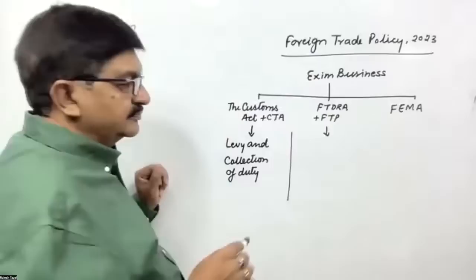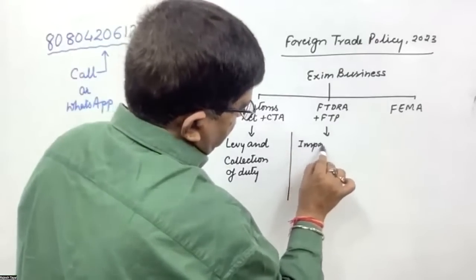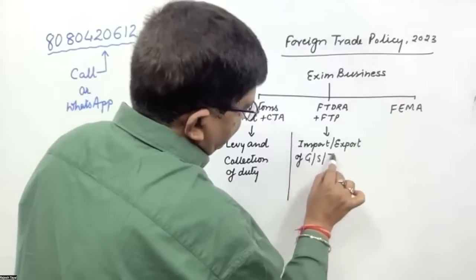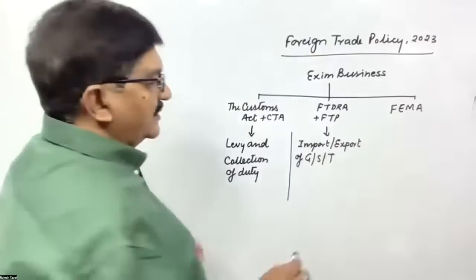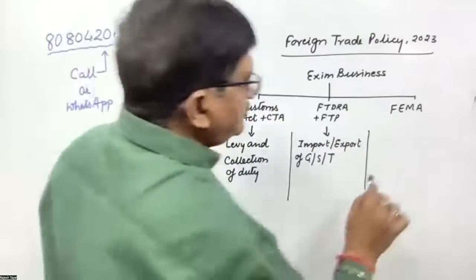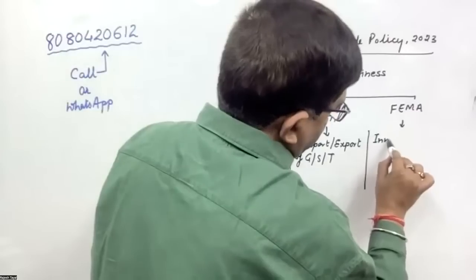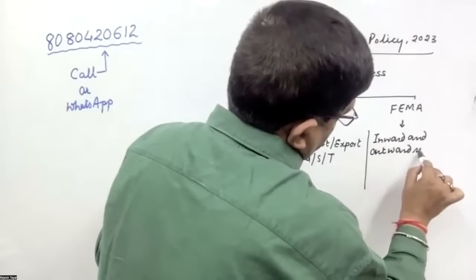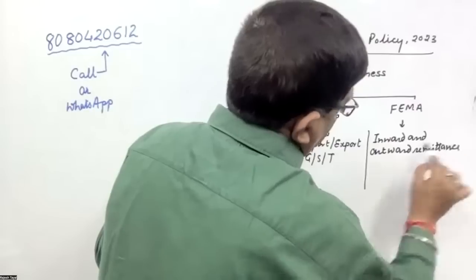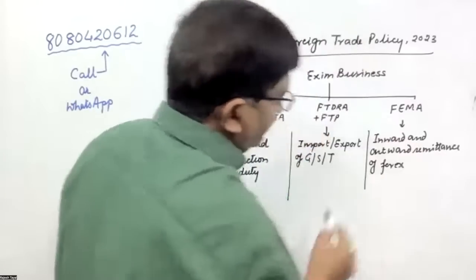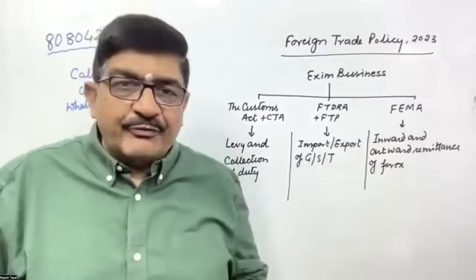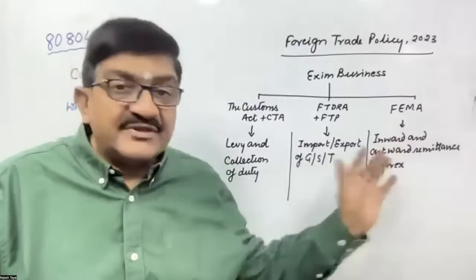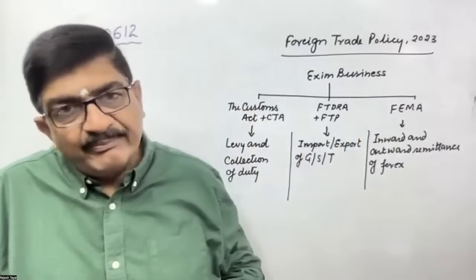This is about import, export of goods, services, technology. And FEMA relates to inward and outward remittance of forex, that is foreign exchange. So whether foreign exchange is coming to India or it is going from India, both are regulated by FEMA. Right. So these three are the main laws in connection with the import-export business.